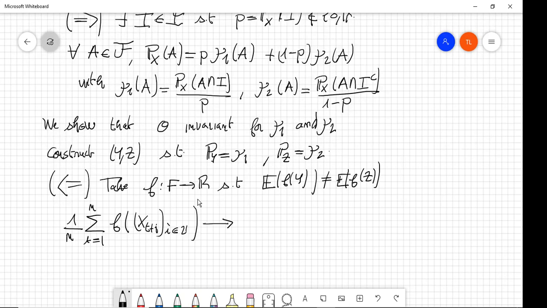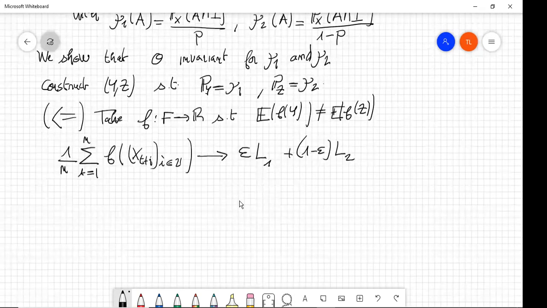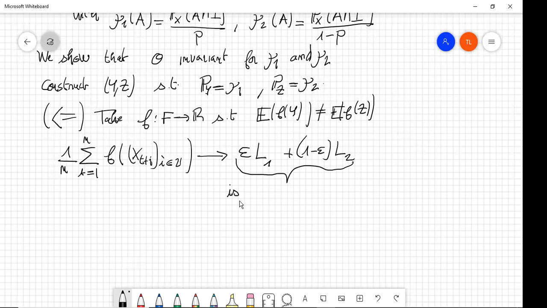So automatically, if epsilon is 1, you obtain the process Y here, and if epsilon is equal to 0, you obtain the process Z. But it will converge to epsilon times a random variable L1 plus 1 minus epsilon times a random variable L2. The only way for this to be non-random would be the case if X was ergodic. So this is random, except if L1 is equal to L2 is a constant.